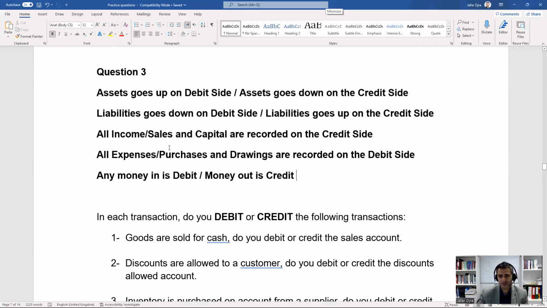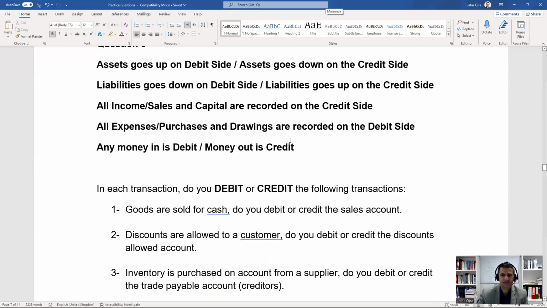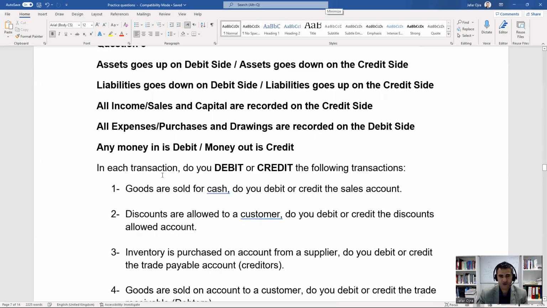Okay, so these are the 5 rules. If you know them and you practice them, you should be okay. The point about debit and credit is practice. As much as you practice, so much you will be fine. Okay, right. So debit or credit. Let's come back to transaction number 1.